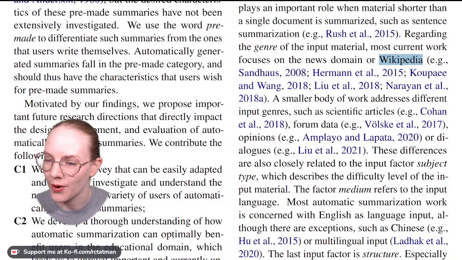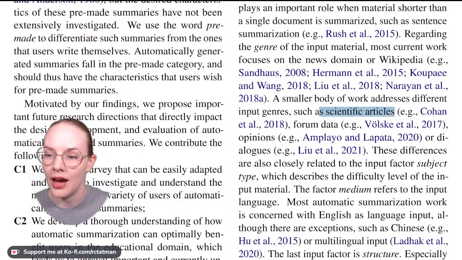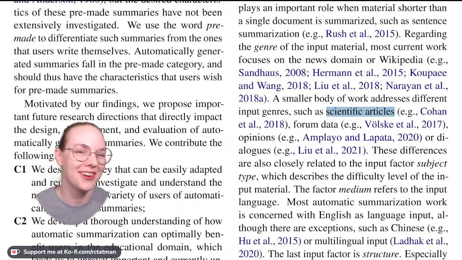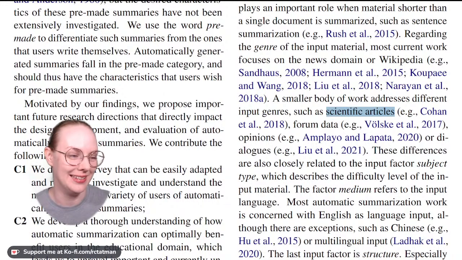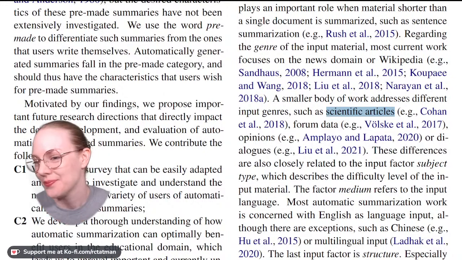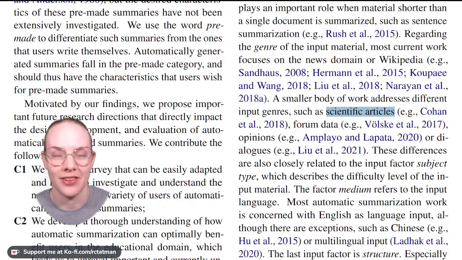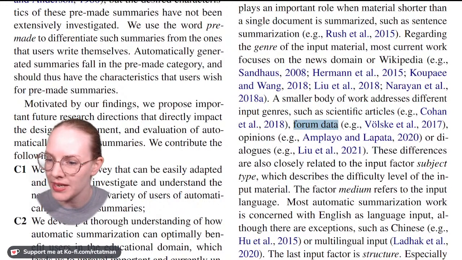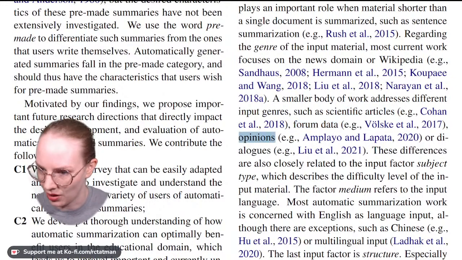A smaller body of work addresses different input genres, such as scientific articles. If you are working in a field with a strong ethos of open science and publishing open access, this can be fine. If you are working in a field with a strong tradition of making you pay for it and very litigious companies, less fine. Basically, does Elsevier have a stranglehold on the field you're trying to work in or not? Forum data, that's like internet online forums, opinions, and or dialogues.